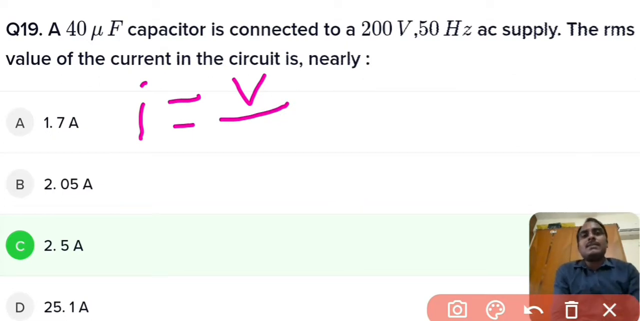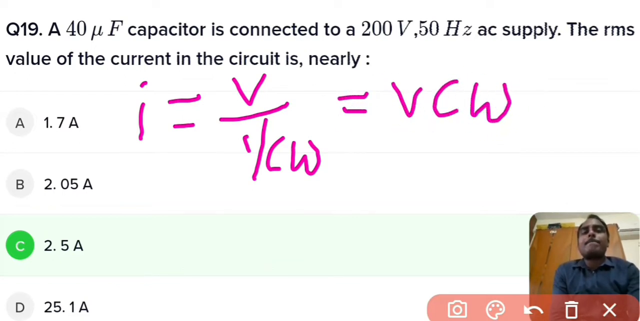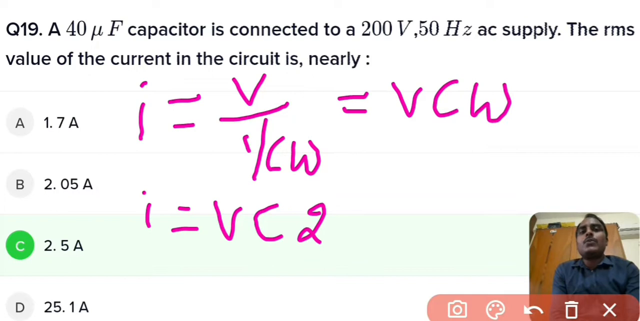Here R is the resistance offered by the capacitor when it is connected to an AC source. When it is connected to an AC source, it offers a resistance X C. We write that resistance formula as 1 upon C omega, so which can be written as V C omega. So I equal to V C omega, and the omega value can be written as 2 pi f.